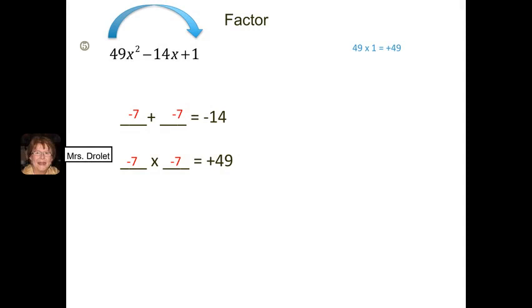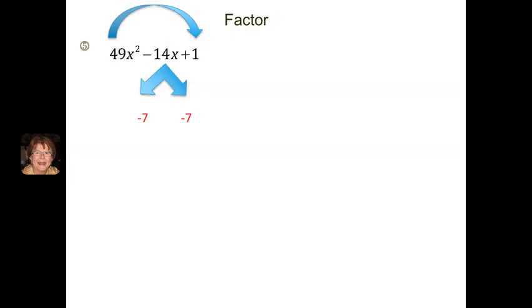Do you notice why I say it's special? We'll talk about the language in a few moments, but those two numbers are -7 and -7. When I add them, it gives you -14. When I multiply them, it gives you +49. What do we do with those two numbers? We're going to decompose the middle term using those two numbers as the numerical coefficient. So we're going to rewrite 49x squared minus 7x minus 7x plus 1.